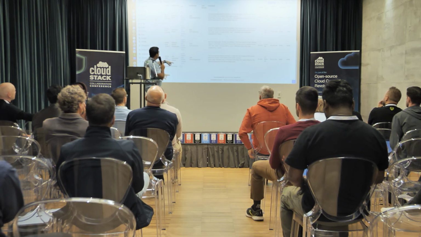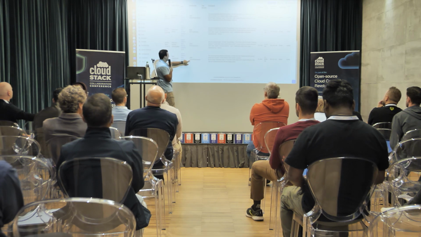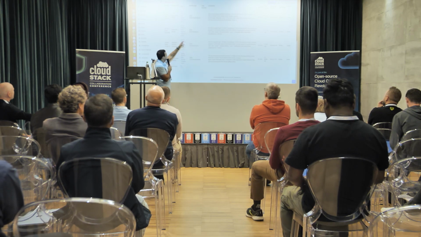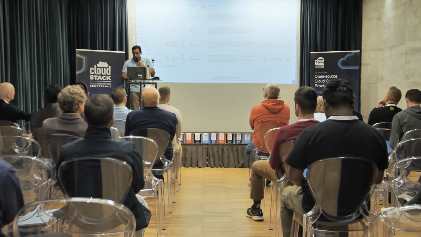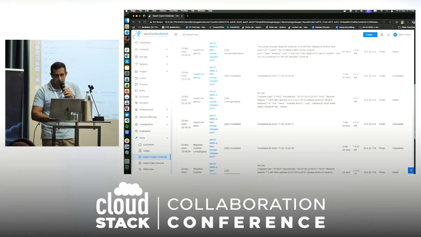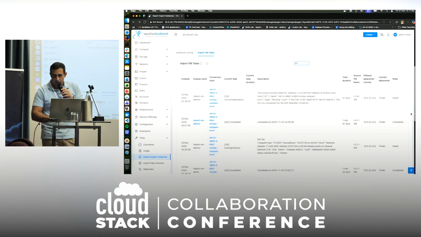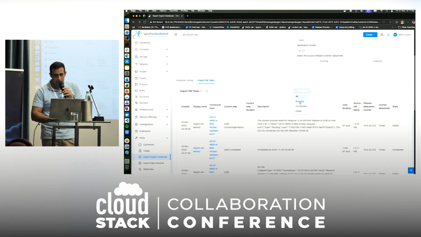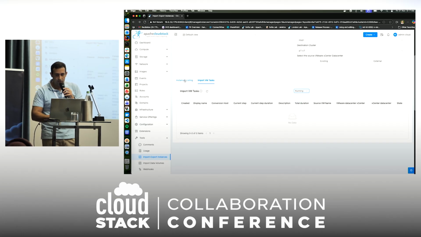So I can see at which stage this was converting the instance, step 3 of 5. This was cloning the instance. So there's some feedback for the user to be aware of what happened in those migrations. And here I can see all the migrations that were happening.